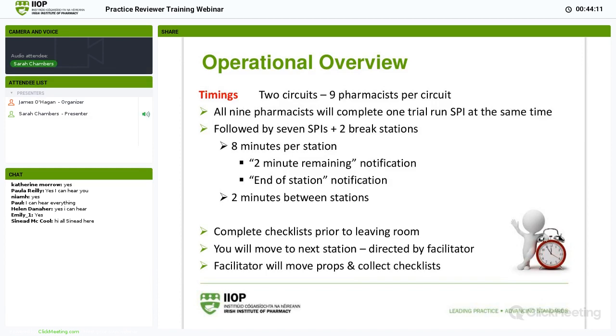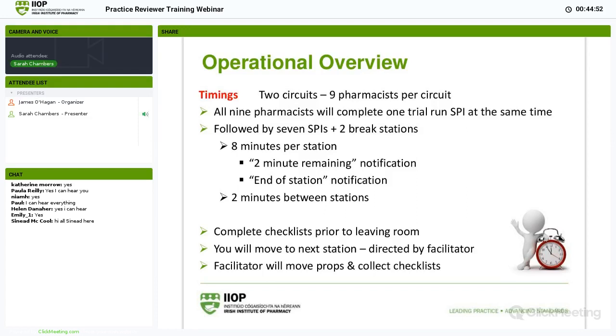As I'm sure you'll remember, there's a 2-minute remaining notification. So a bell will go off to indicate to the pharmacist that they have 2 minutes remaining. This gives them a chance to keep an eye on time. There's also the end of station notification to notify the pharmacist when the station has ended. There's then 2 minutes between the stations. So this gives you a chance to leave the room, to mark in any not demonstrated boxes or marks on the checklist, maybe make any notes on the back if necessary, and to prepare for the next station.